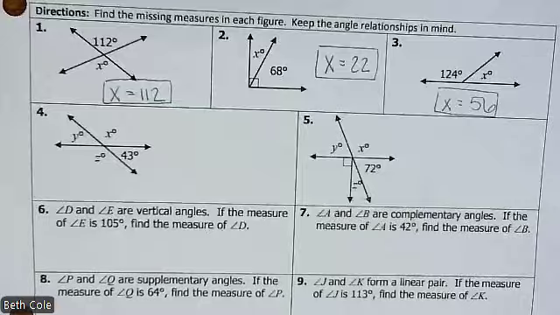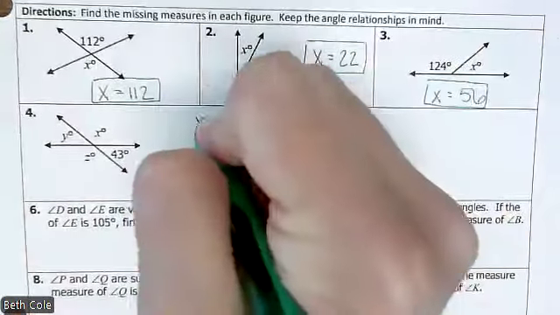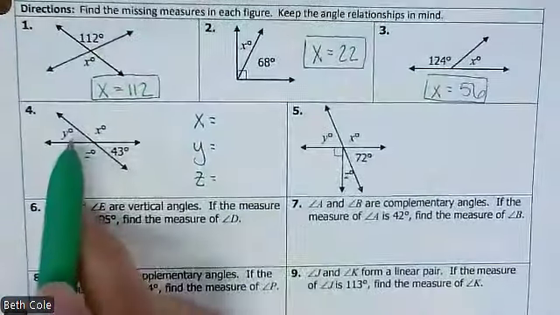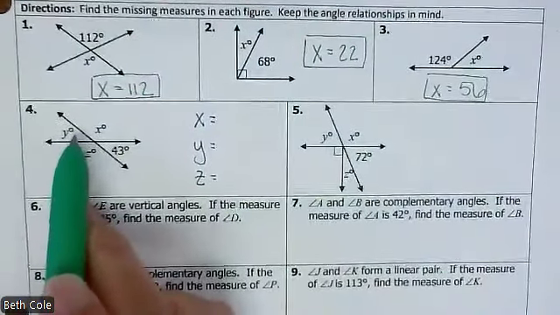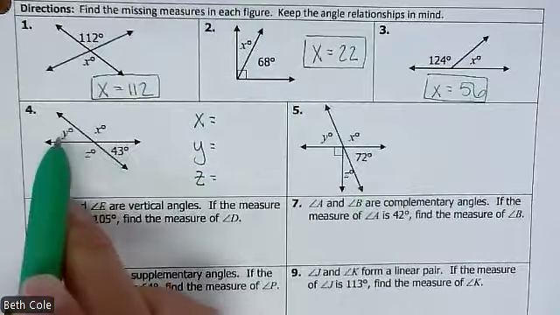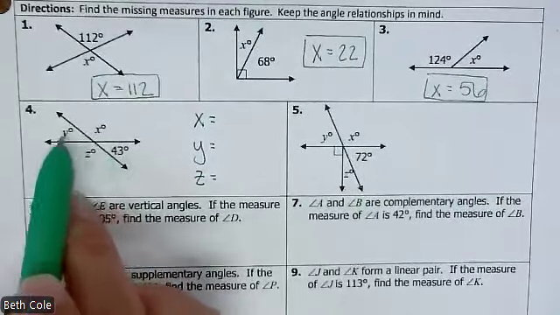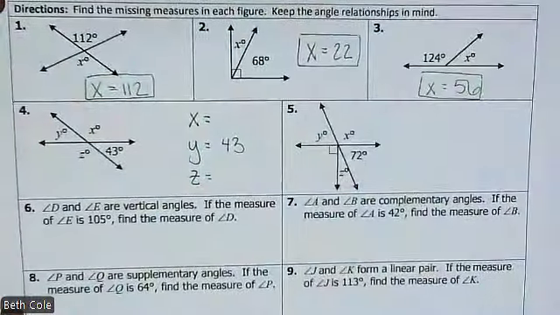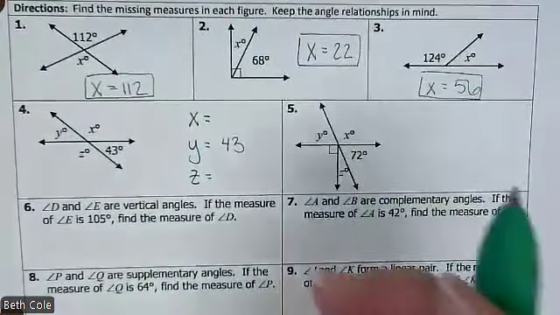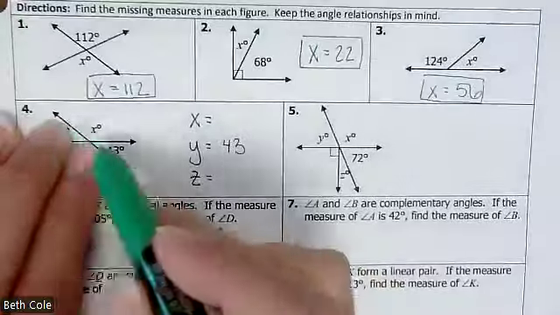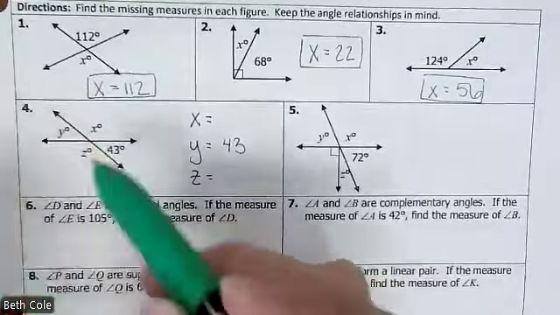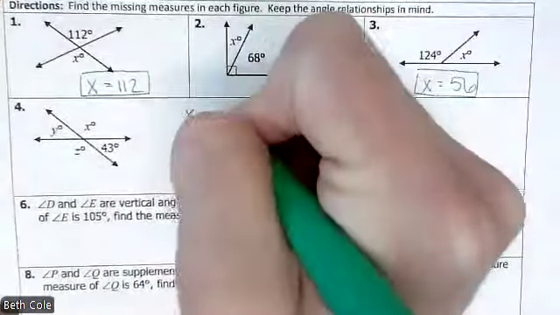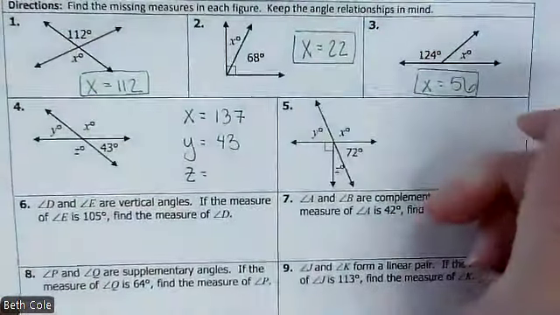Is 124 acute or obtuse? Obtuse, bigger than 90. All right, here we have to find three different things. So we're going to find x, y, and z. I'm actually going to start with y because I think that's the easiest one. Do you see how it's across from the 43? That means y is 43. Those are vertical angles. They're congruent. Yeah, good. Now, do you see how this is a straight line? So if you do 180 minus 43, that's going to give you x, which is 137.